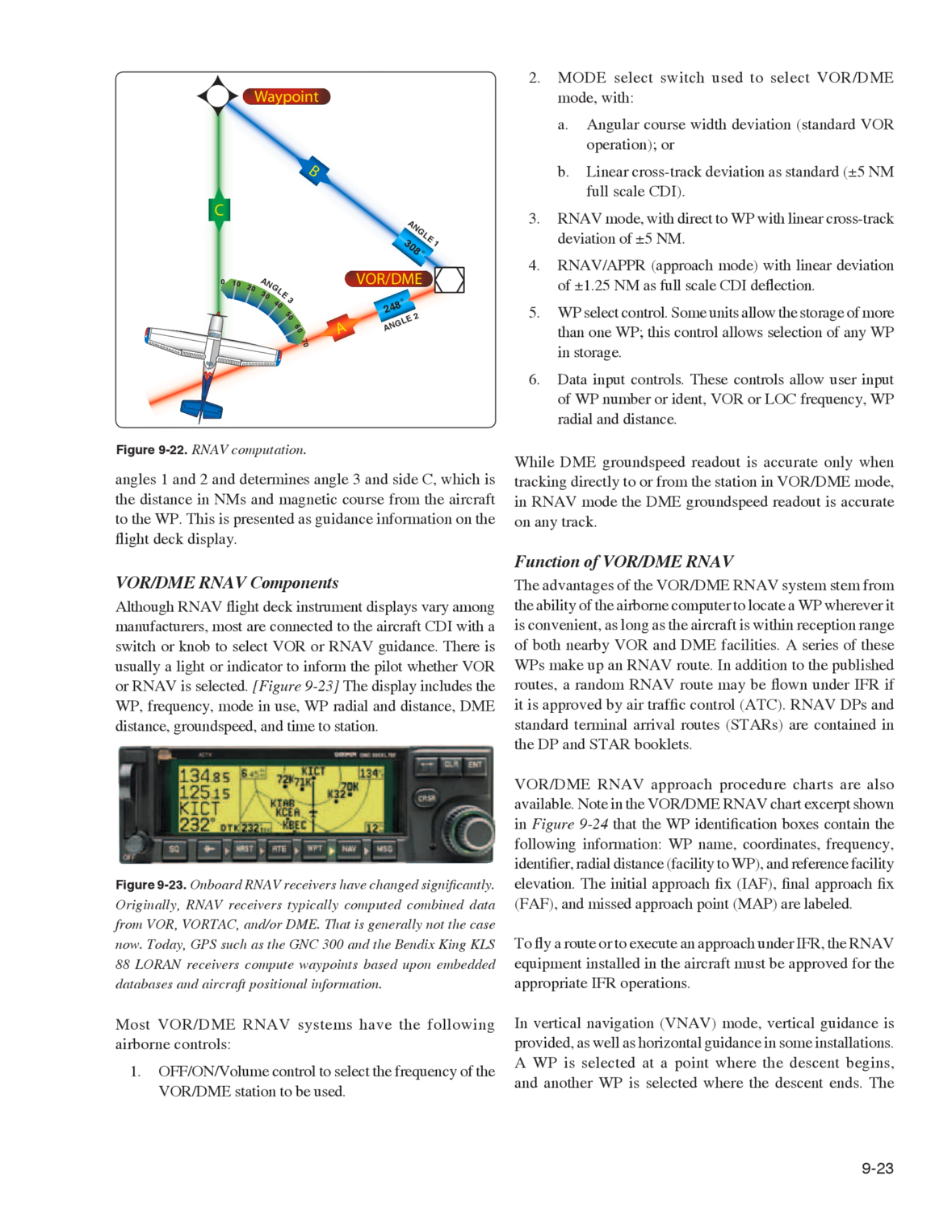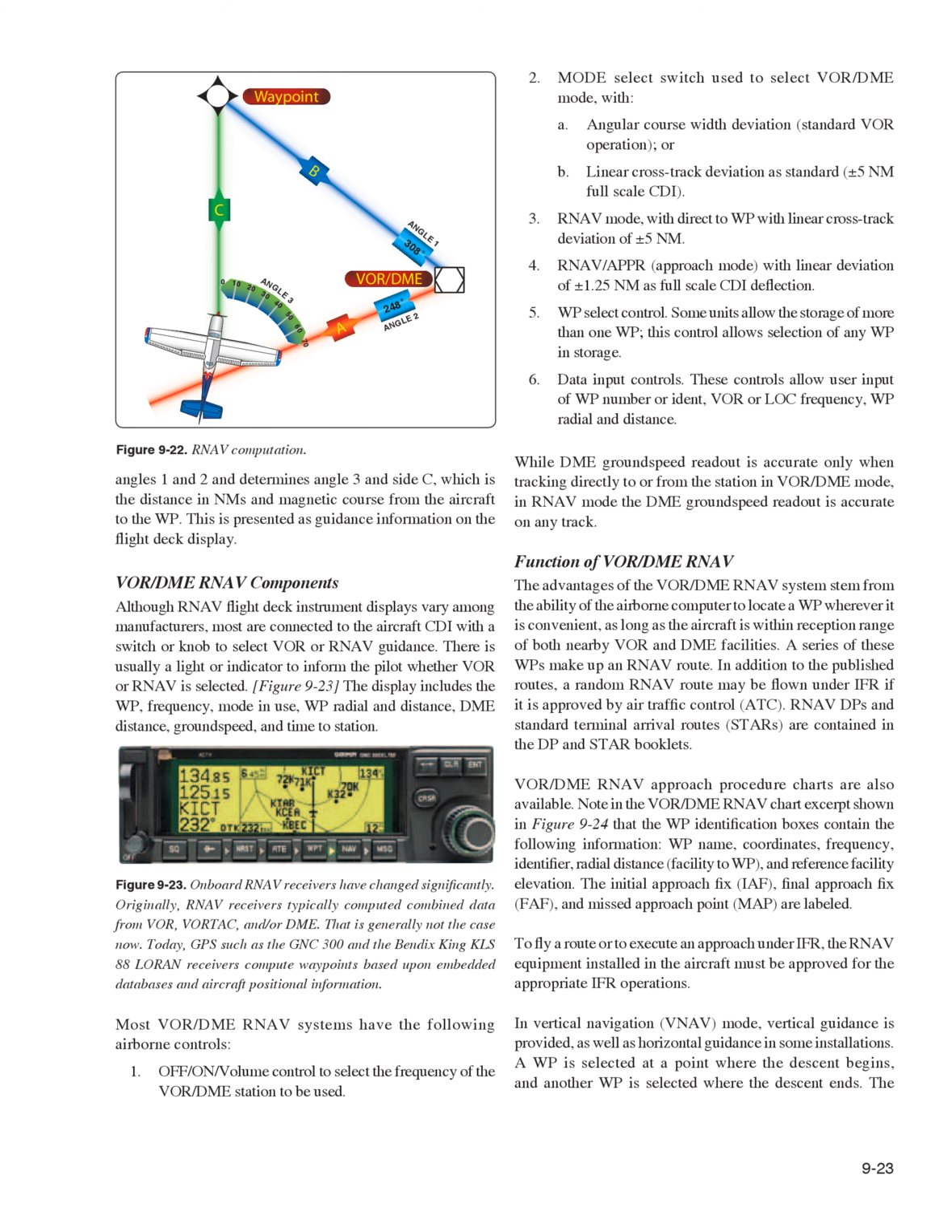On-board RNAV receivers have changed significantly. Originally, RNAV receivers typically computed combined data from VOR, VORTAC, and/or DME. That is generally not the case now. Today, GPS, such as the GNC 300, and the Bendix King KLN-88 LORAN receivers compute waypoints based upon embedded databases and aircraft positional information. Most VOR/DME RNAV systems have the following airborne controls: 1.